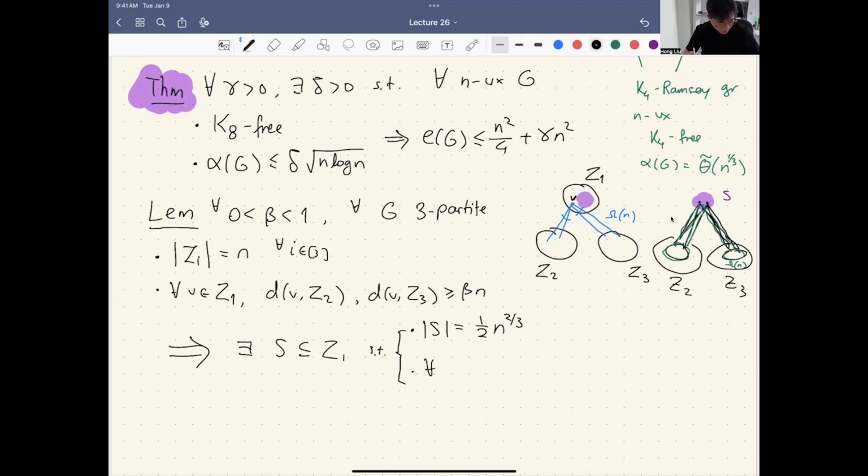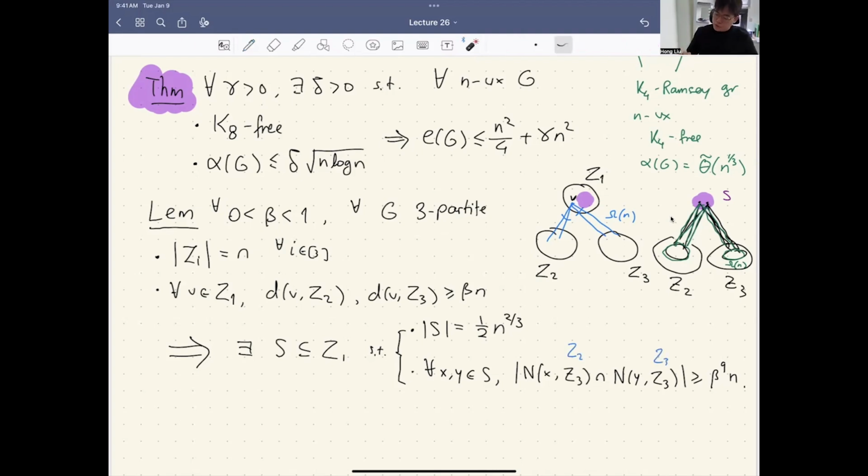So for every X, Y in S, the co-degree of XY, how do I write this formally? Maybe I should write the neighborhood of X in Z2 intersect the neighborhood of Y in Z3, is at least beta to the, let's say, 9 times n. And this is true for Z2 as well on both sides.